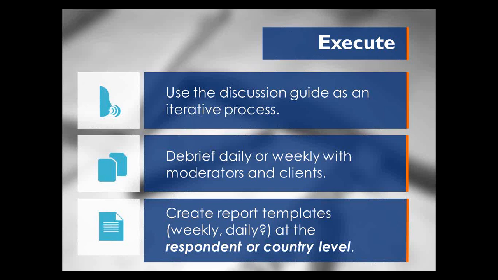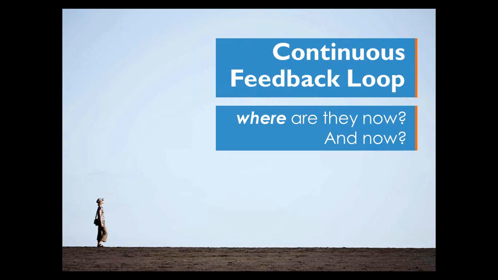So when you're executing, there's a certain amount of agility that has to happen so that you can iterate, and there's a certain amount of structure that's required so that you have the ability to be agile later. So we talked about the continuous feedback loop.